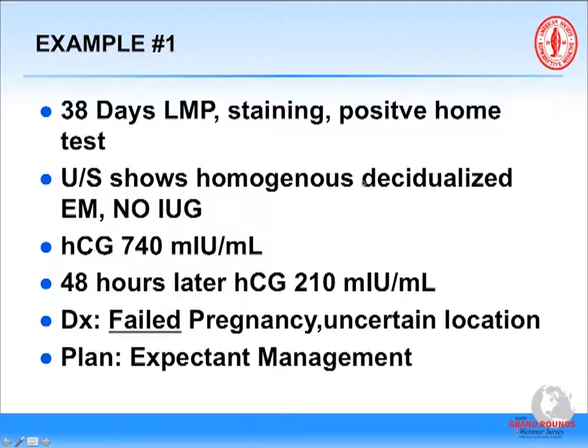You do an ultrasound, you've got that nice homogeneous decidualized endometrium, but no intrauterine gestation. So you paid attention, you get an hCG, rooting for greater than 50, less than 1,000. Comes back 740. So far, so good. 48 hours later, hCG is 210. Well, what's your diagnosis? This is a failed pregnancy. You've never established its location, but you will treat her expectantly with that degree of drop.